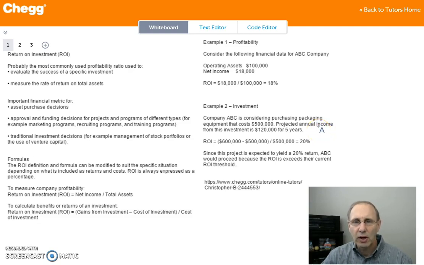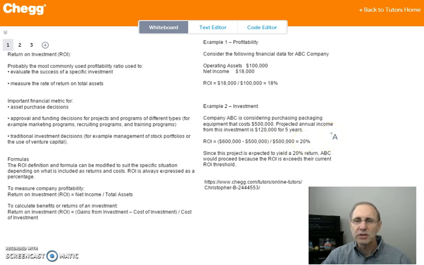So to calculate ROI for this project, we're going to start out with the net income over the period of the project, which in this case is $120,000 times 5 years, which gives us $600,000. From that number, we're going to subtract the initial cost of the investment of $500,000, which leaves us with $100,000. Dividing that number by the initial cost of the project of $500,000 results in a 20% return on investment.